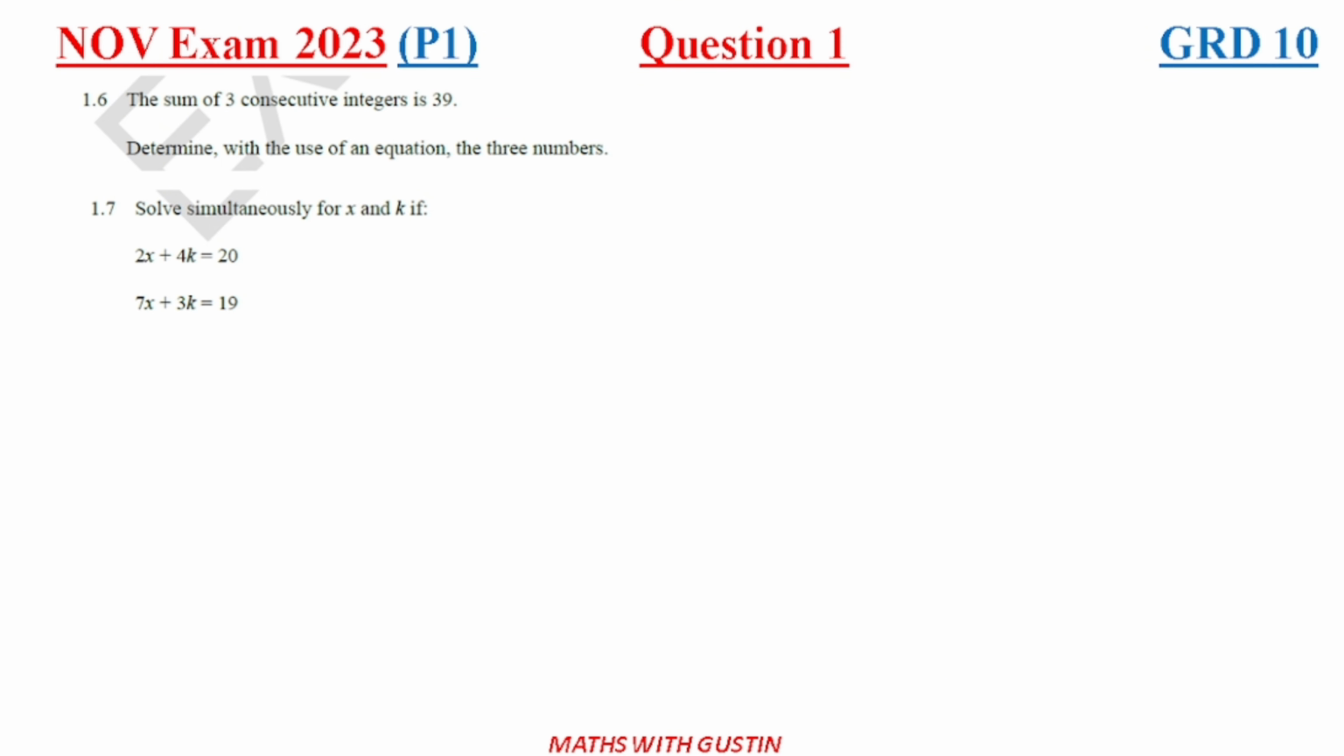1.5, it says here that the sum of 3 consecutive integers is equal to 39. Determine with the use of an equation the 3 numbers. Okay, determine the 3 numbers.